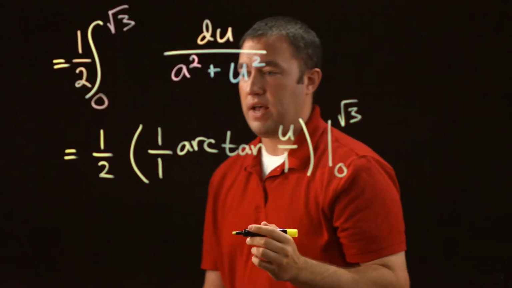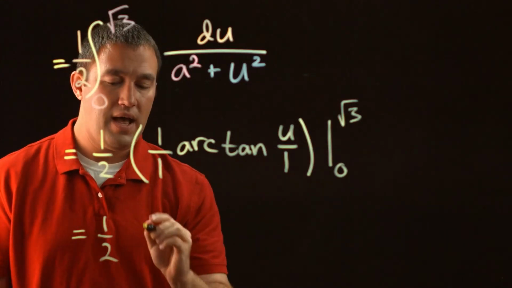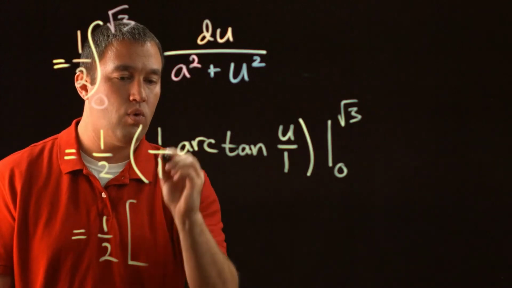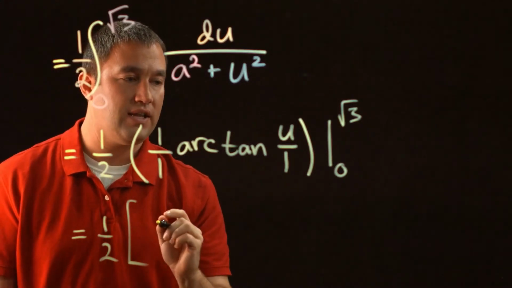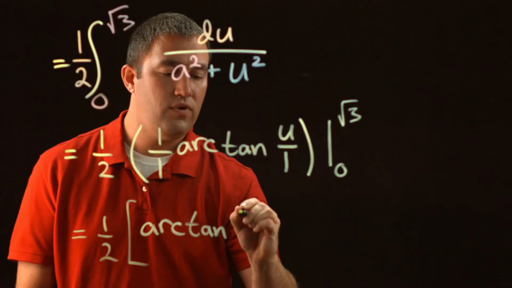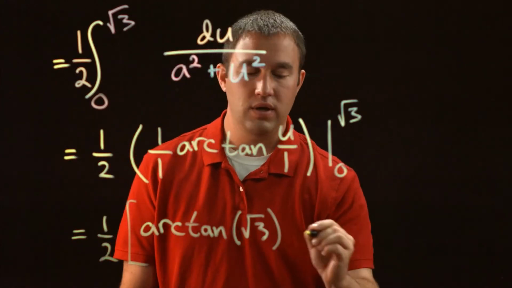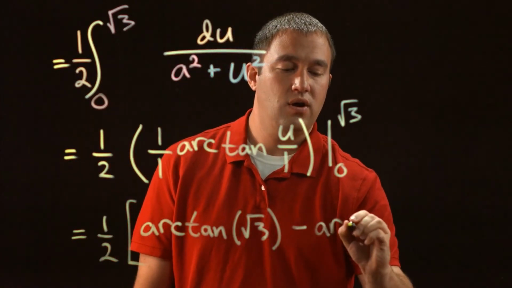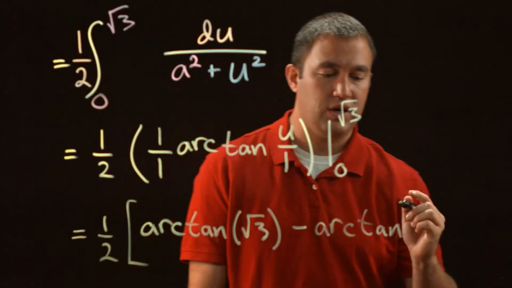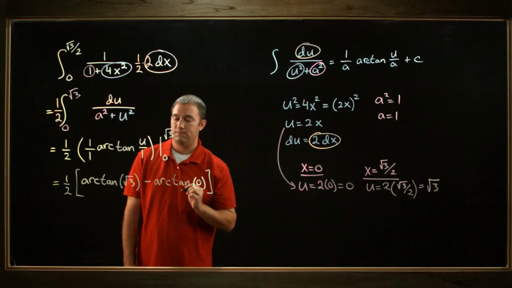Well, a couple of things simplify. I've got this 1/2 right here. That can stay there. And then I can write this as, let's see, the 1 doesn't matter. 1/1 is just 1, so I can not write that. And then I can write arctangent of square root of 3 over 1, which is still square root of 3, minus arctangent of, let's see, arctangent of 0. And then finish up there.